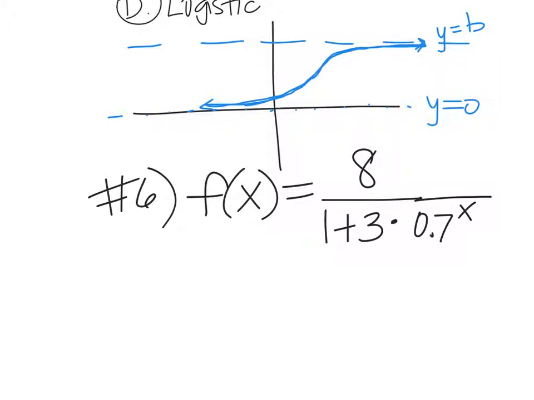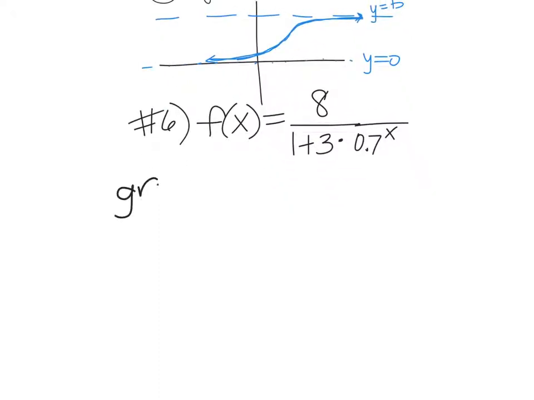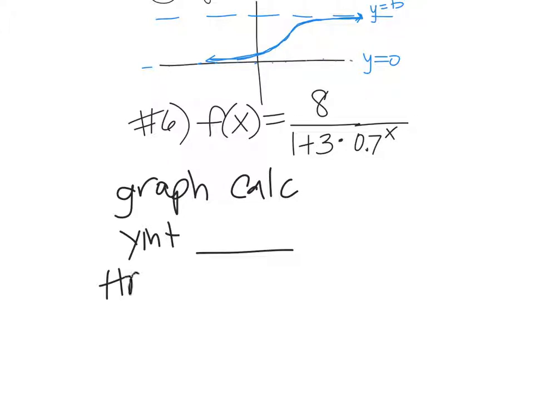And what we're going to do is graph this on our calculator. You can always graph logistics on your calculator. I won't make you graph those by hand. So graph this on your calculator, and then we're going to find some things. We're going to find the y-intercept, we're going to find the horizontal asymptotes, and we're going to sketch a nice smooth graph of this.